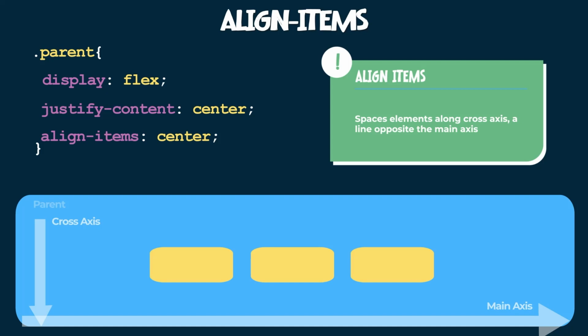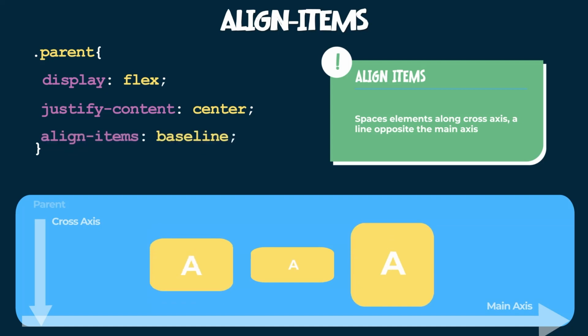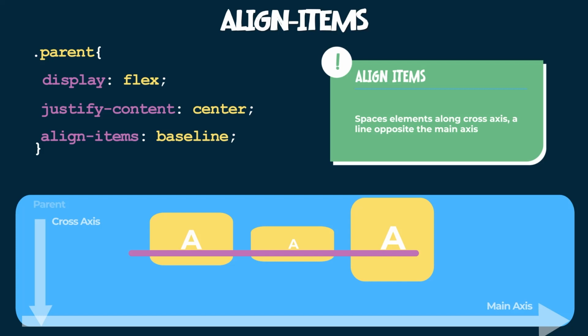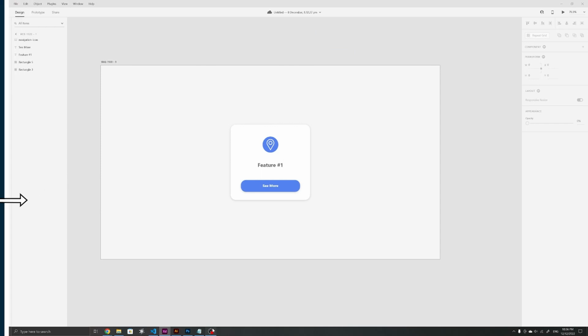The last possible value align items has is baseline, which is based on the content of our flex items. It takes the largest element, pushes it to the start, and uses its content as the baseline to align the rest of our flex items. But this is something that you rarely need to use. Let's take a look at another example.